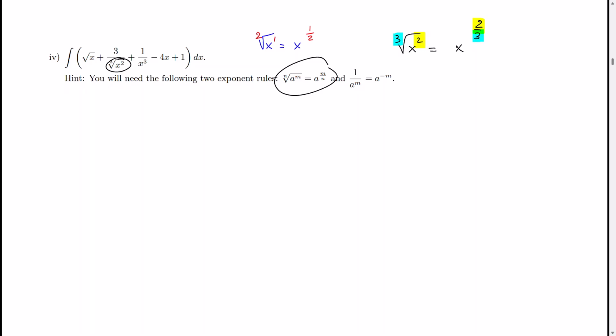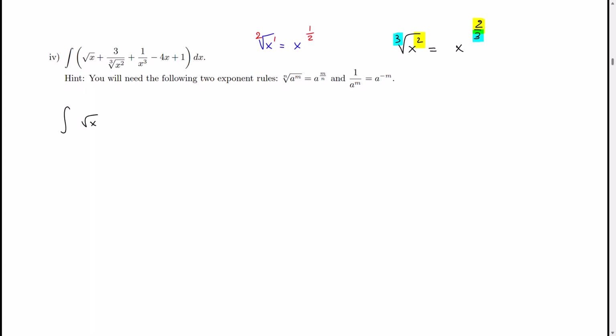Now, obviously, the cube root of x squared is in the denominator in the original problem, so I'll have to worry about what to do with that later on, but that's how we rewrite the square root and the cube root with exponents that are fractions. So let's take a look at the actual problem.